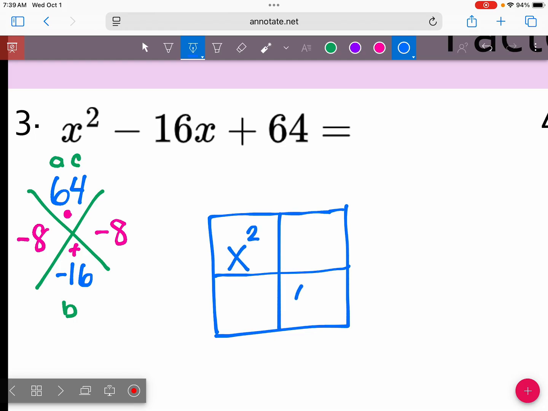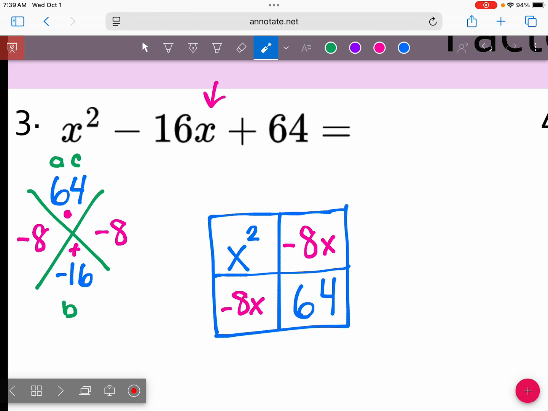Our x squared goes in the top left. Our 64 goes in the bottom right. Those go in those spots, non-negotiable. If you're a box person, A and C go in those boxes. Have to. The numbers we picked here get this middle variable. So minus 8x. Minus 8x. It does not matter if I put this minus 8 here, if I put this minus 8 here. These two can swap spots. These two cannot.